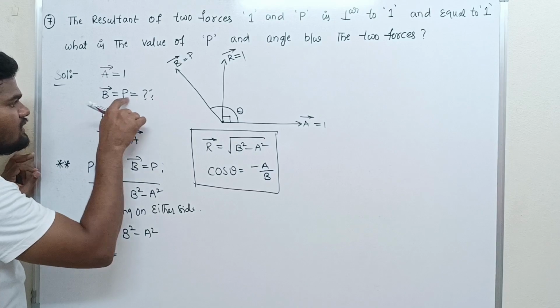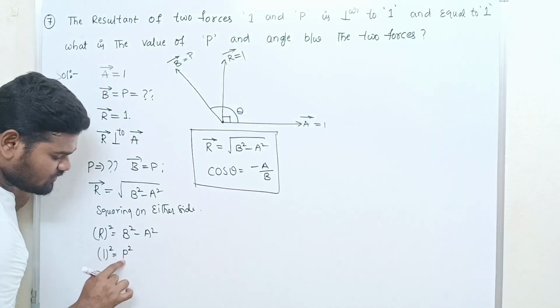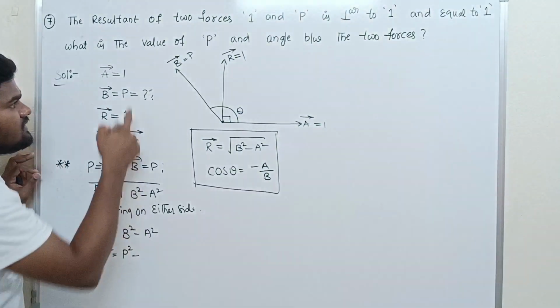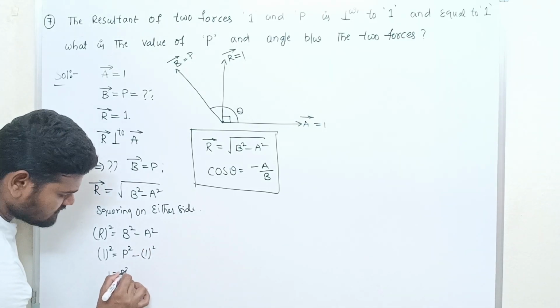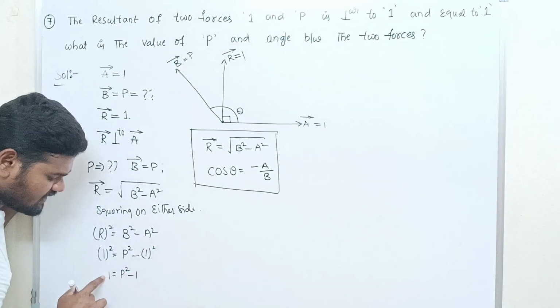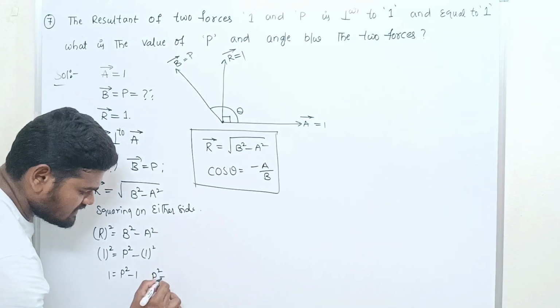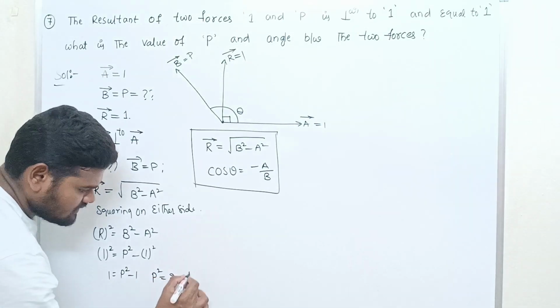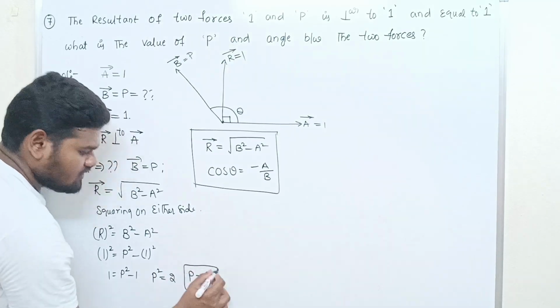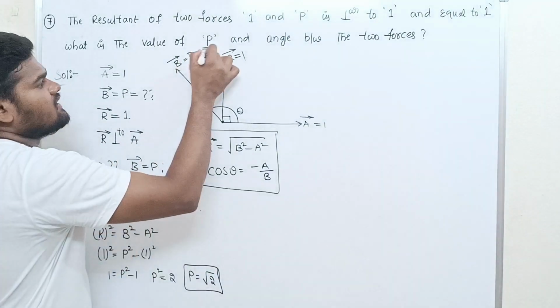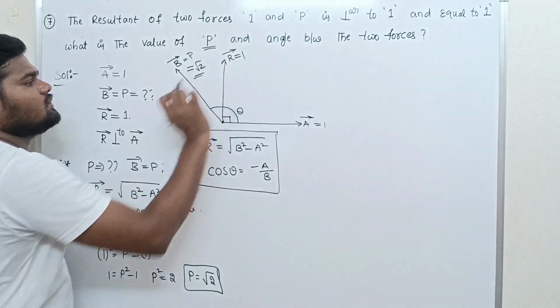The value of b is P square, and we have to find p. Minus a square is 1 square. So 1 equals p square minus 1. If minus 1 comes to this side, it becomes plus 1, so 1 plus 1 is 2. Then p equals, if the square goes to that side, root 2. So we got P equals root 2.